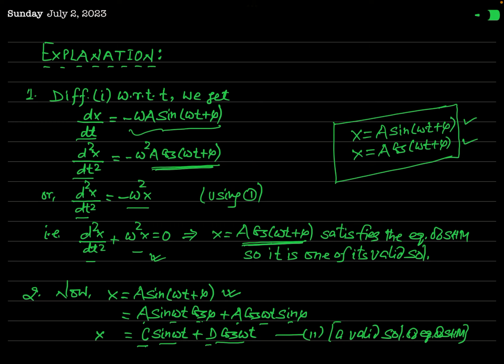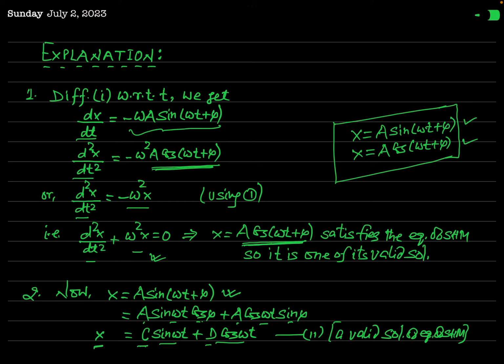So x is equal to c sin omega t plus d cos omega t. Actually, this equation is also a solution of the equation of SHM. This is also a valid solution, and you can check it. If you differentiate x two times with respect to t, you will get the equation of SHM. I am not doing that; this is just homework for you. You can try it. Differentiate x with respect to t two times, and you will get the standard differential equation of SHM. So x equal to c sin omega t plus d cos omega t is another form of solution of the equation of SHM.